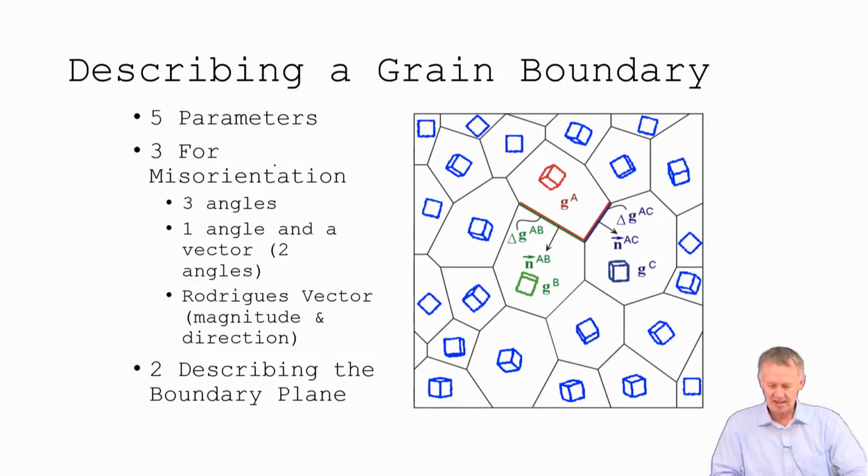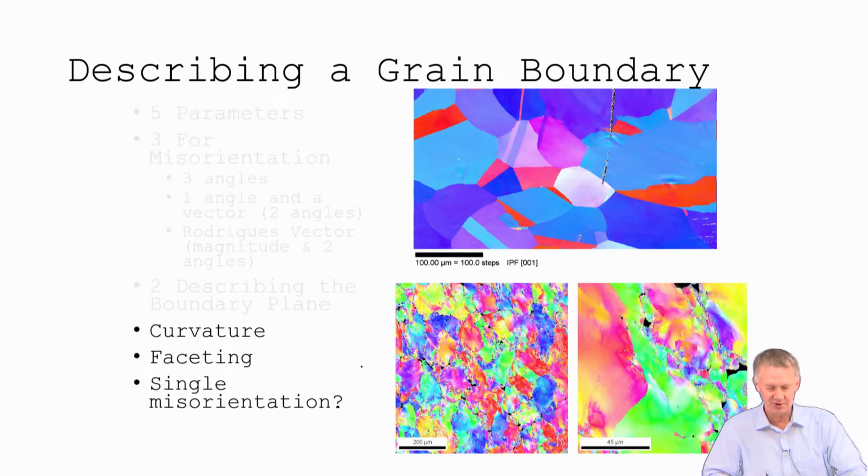Okay, so just going back again to show how we describe the boundary. Different parameters: we have the planes, we have the orientations, we have misorientation, we have an external reference plane, so there's a lot of options.